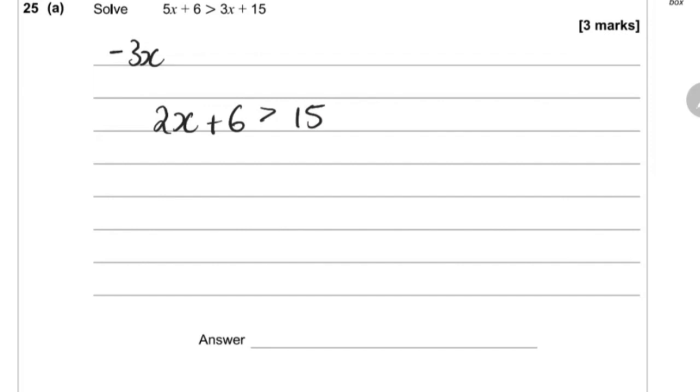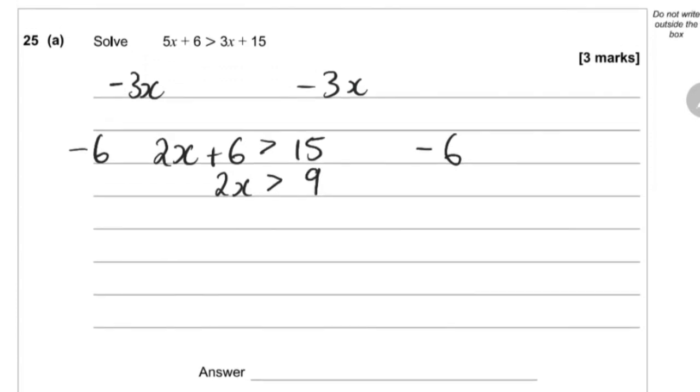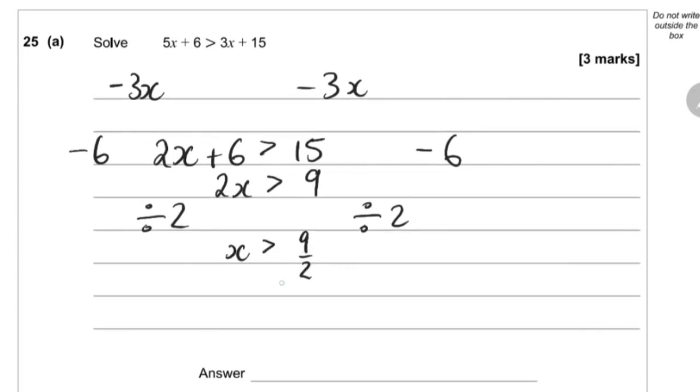Now let's take away 6 from both sides. So we'll have 2x is greater than 9. And then if we divide both sides by 2, then we'll have x is greater than 9 over 2 or 4.5. So the answer would be x is greater than 4.5.